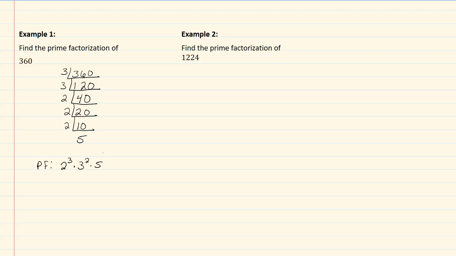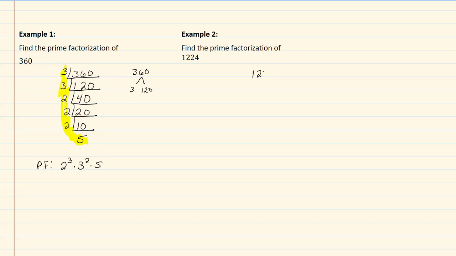So now let's find the prime factorization of our example 2, our 1224. So again, I'm going to go ahead and do it this way. You could also use a factor tree, preferably using 360, and then you could have done 3 and then 120 and so on. I personally like using the box method better just because the lines are cleaner and it's easier for me to see where my prime factorization is, where I highlighted.